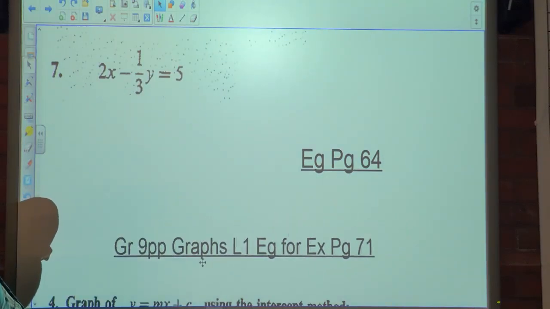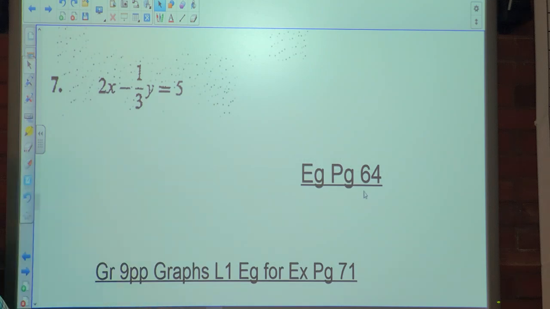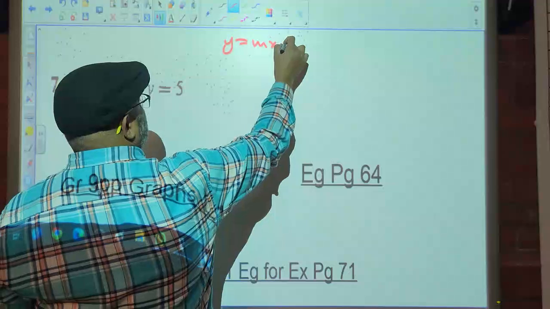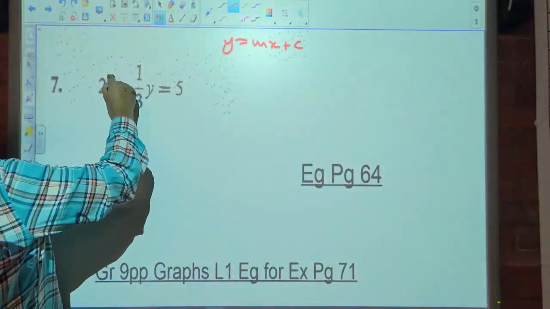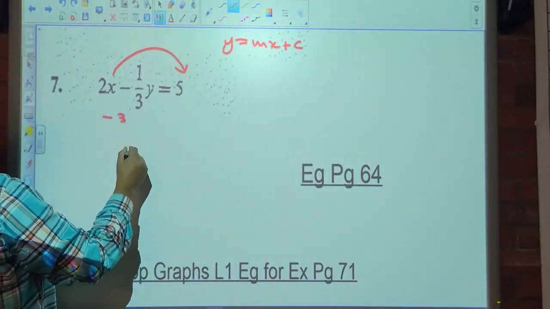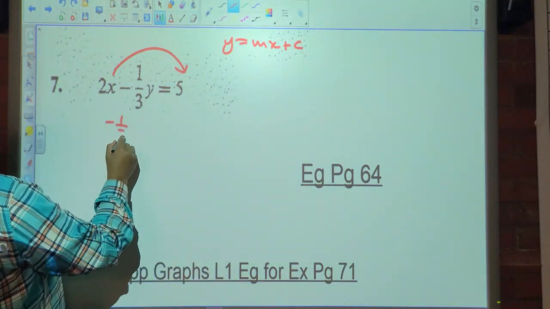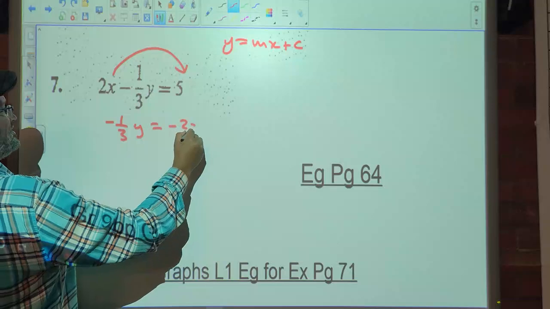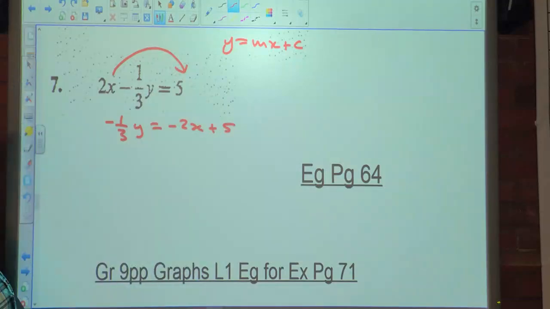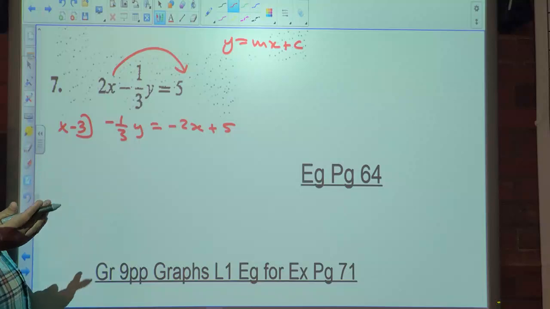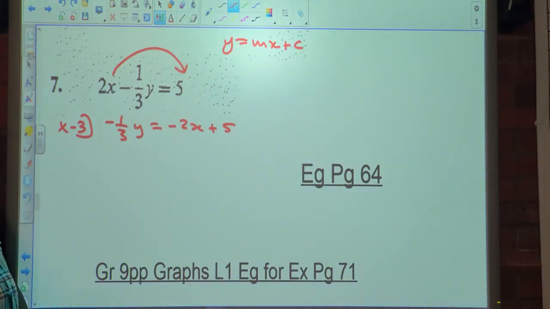Look at the next one. So again it must be in the form of y equals mx plus c. Not so? Take it over the equal sign, so it's negative a third y is equal to minus 2x plus 1. So how do I get rid of negative a third? Multiply it throughout by negative 3, or you can divide everything by negative a third.